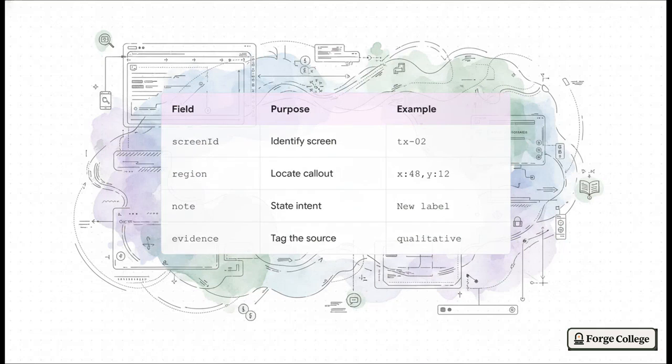And to make sure our annotations are perfectly machine-readable, we use a really lightweight JSON schema. It is wonderfully simple. We use a screen ID so we know exactly which screen we are looking at. We use a region to pinpoint the precise X and Y coordinates on that screen. Then there's a note for our plain language intent, something like replace to prove, and finally an evidence tag to cite our source. This simple structure makes your design logic basically bulletproof and totally transparent to reviewers.